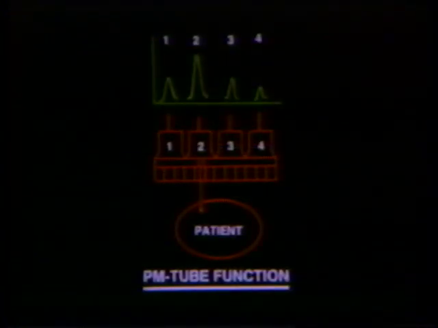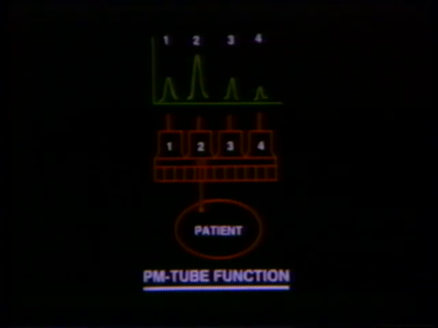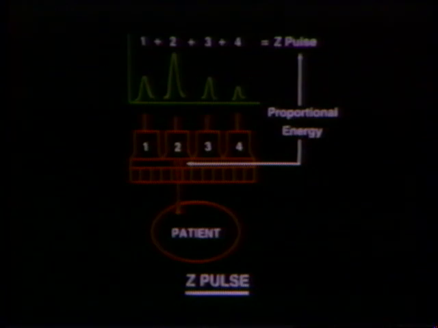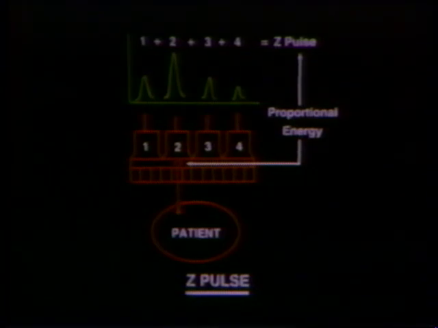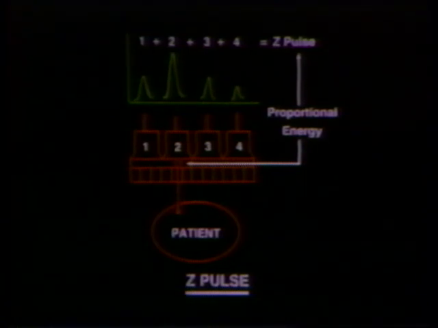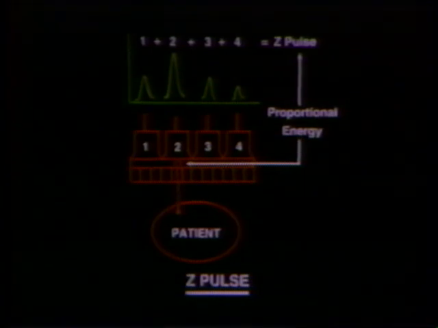You'll recall the PM tubes closest to the gamma interaction within the crystal see the most light and hence produce the strongest electronic signal, while the tubes farther away from the event see less light and therefore produce a weaker, lower amplitude signal. By summing all the signals from all the PM tubes, we get one signal with an amplitude or strength proportional to the amount of energy deposited in the crystal. The amount of energy deposited in the crystal is proportional to the energy of the incident photon or gamma ray. This summed signal is called the Z-pulse or the energy pulse.